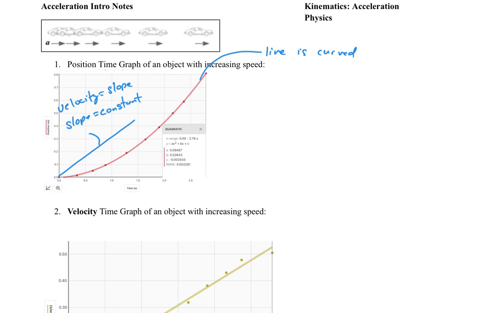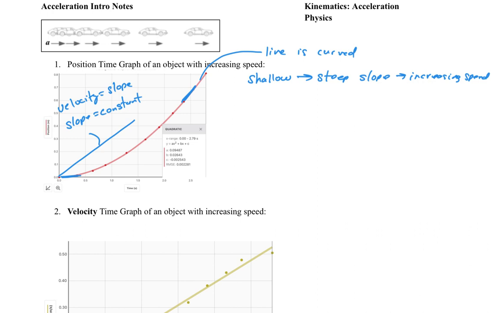When I look at this curved line, I can see that the slope starts really shallow down here. And up here, it gets really steep. So therefore, I know when I go from a shallow to a steep slope, I know I'm going from a small velocity to a large velocity, so that means we have an increasing speed. We'll talk about decreasing in a little bit, okay?